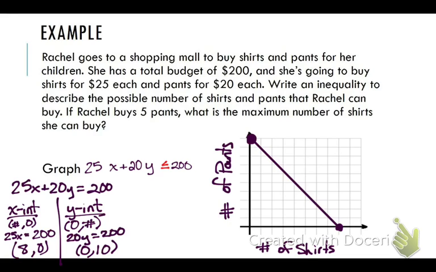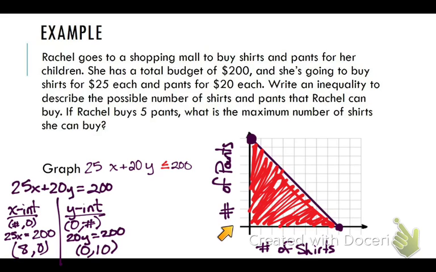If I want to be below budget, all this below this line works. So to answer the question about if Rachel buys 5 pants, if I want to use this graph, I make sure I look at the number of pants axis, count up 5. Am I at 5 yet? 1, 2, 3, 4, 5. And then I'm just going to go over to see what's the maximum amount, what's that boundary at. And that's how we can figure out it's a 4. So we can get 4 shirts.